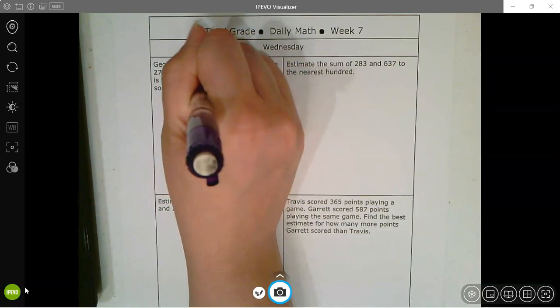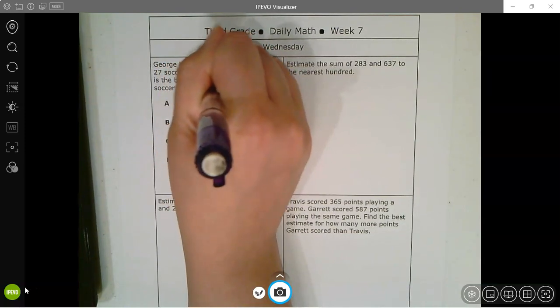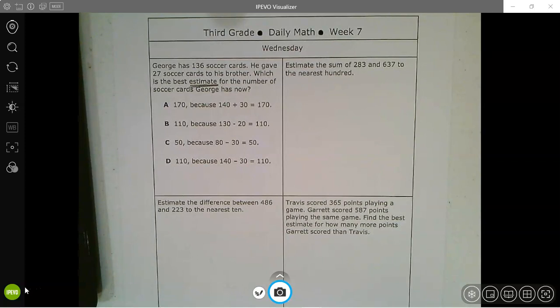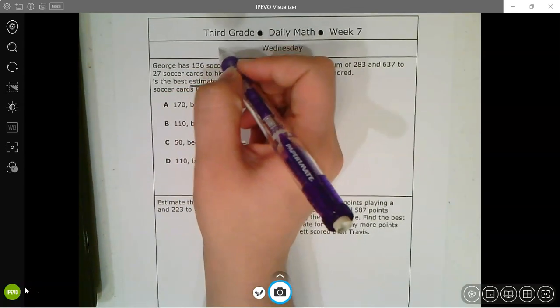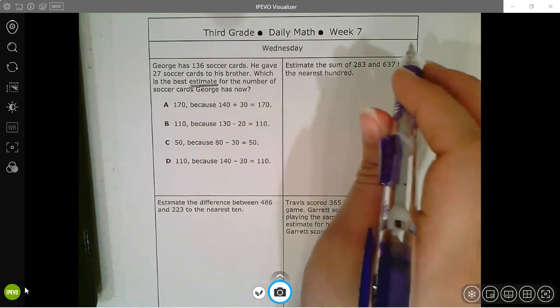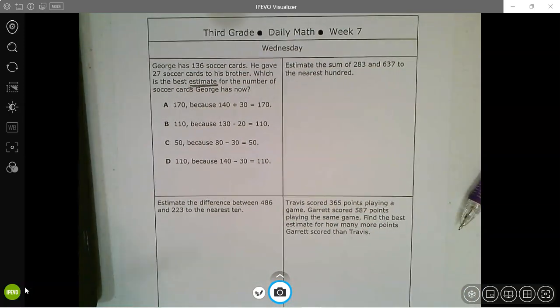So I want you to pay attention to the word estimate. Okay, so it's been a while since we've talked about estimating. Estimate is where we have a number and we are going to round it to the closest number to make it easier to add in our head. Okay, so let's break our problem apart.